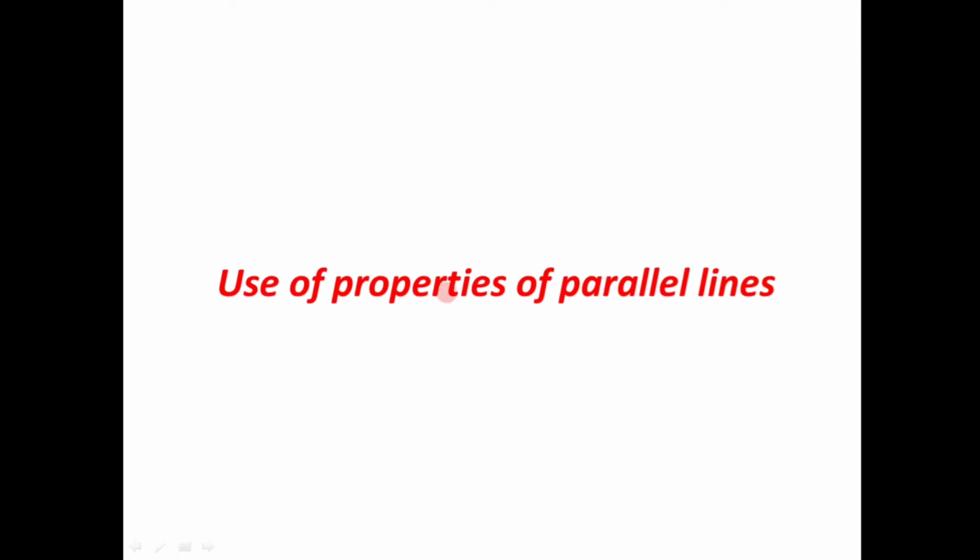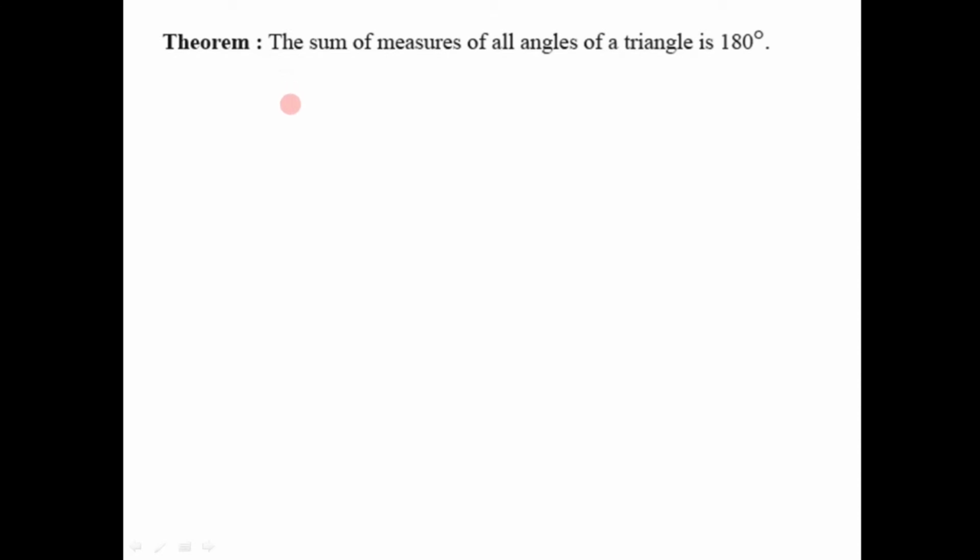Hello students, today let us apply the property of parallel lines, that is, use of properties of parallel lines. We are going to use the properties of parallel lines to prove one theorem. The statement of the theorem is: the sum of measures of all angles of a triangle is 180 degrees. We have studied this earlier, but this time we have to prove this property, and to prove this we are going to use the property of parallel lines.